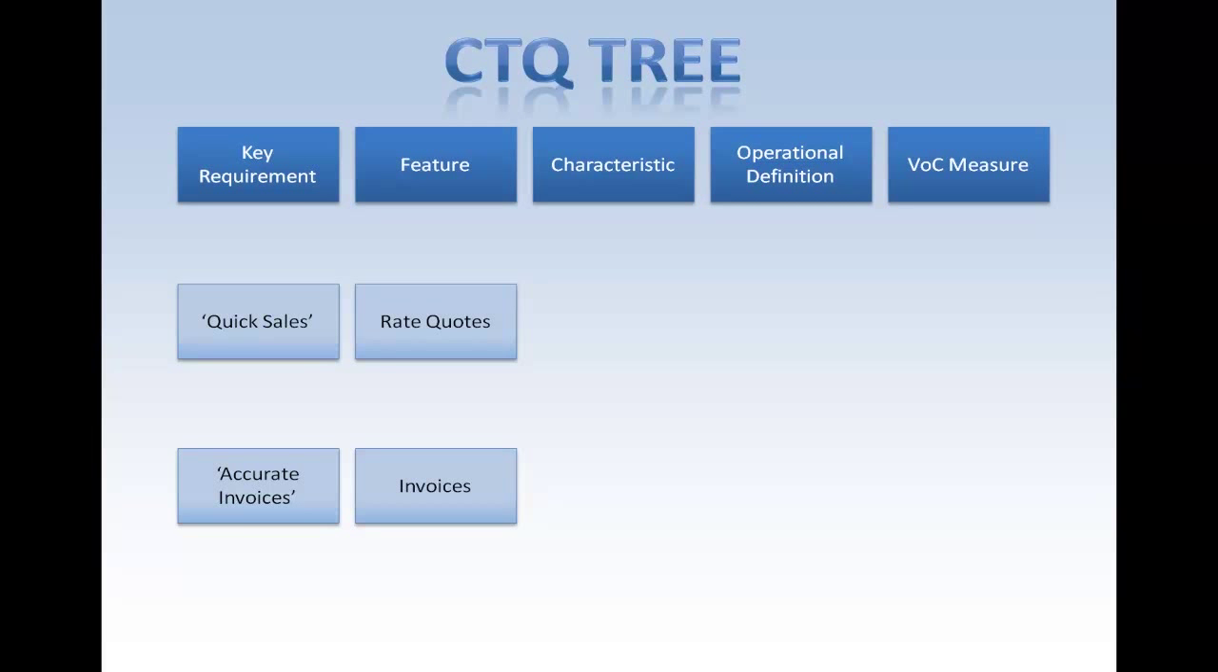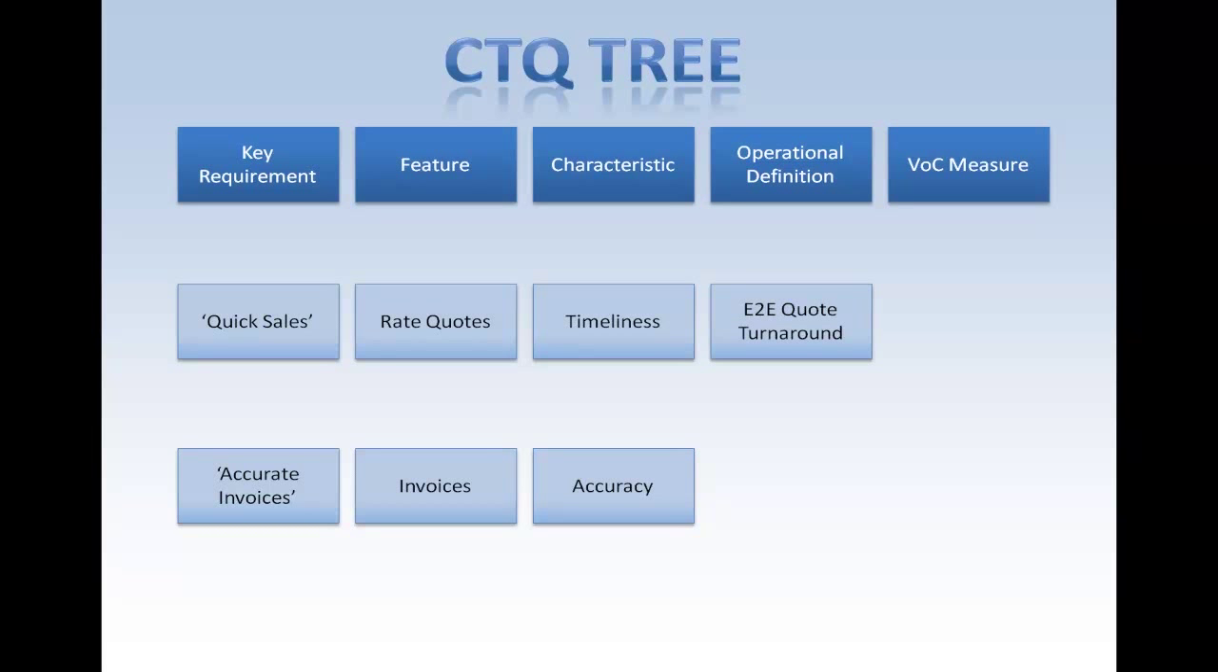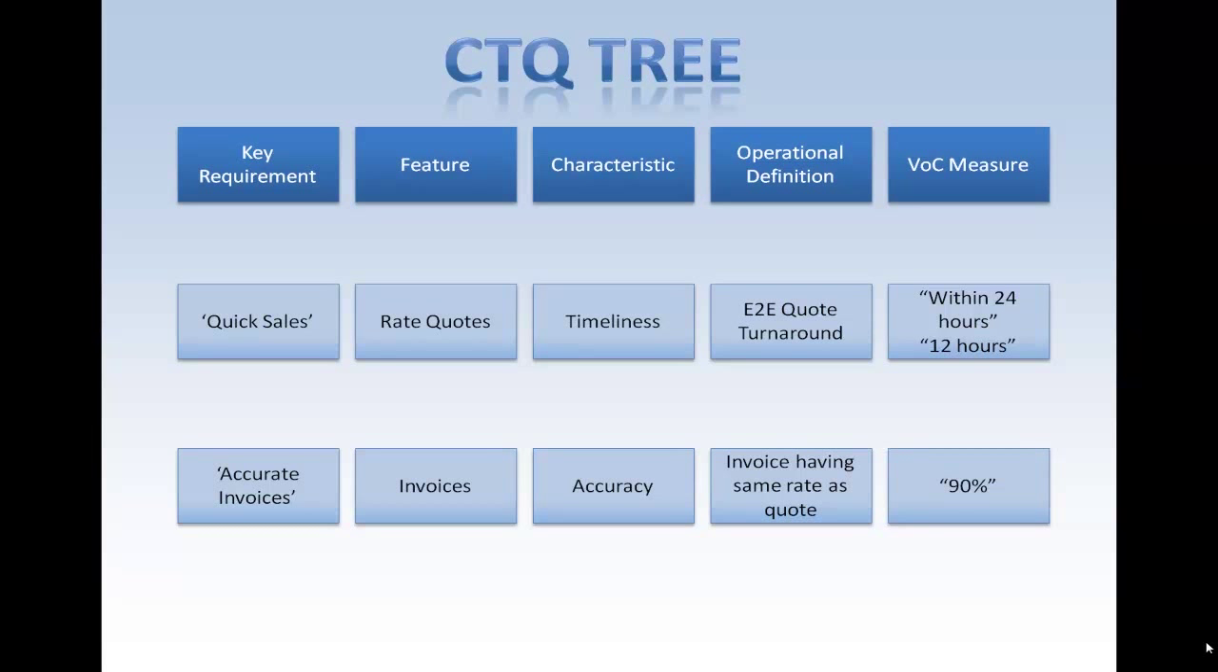The customer wanted his rate codes to be quick, so timeliness was a concern, while he was also interested in the accuracy of the invoices. The operational definition for the rate timeliness was the end-to-end code turnaround, which was defined as the difference in time from when the code request was sent out to when the code was received by the customer. The operational definition for an invoice that was correct was that it would contain the same rate as the negotiated rate between the customer and the supplier. The final step, or VOC measure, is when the customer supplied specifications are mapped onto the operational definitions.